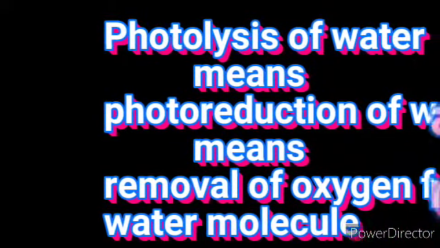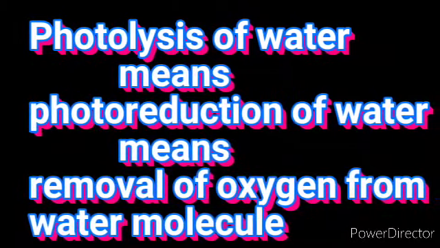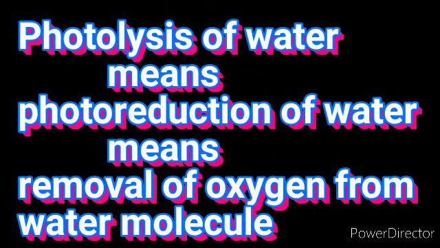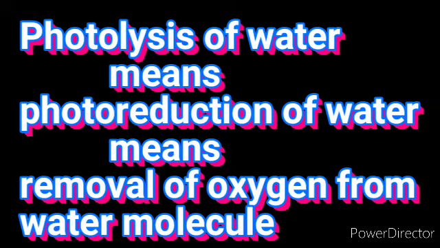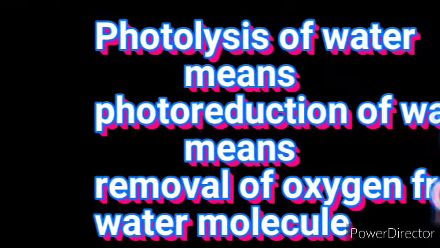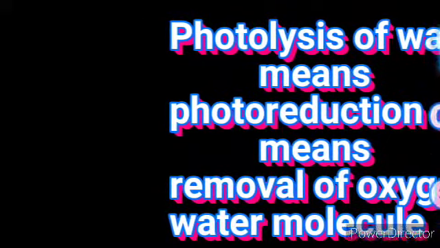Photolysis of water means photoreduction of water. It is carried out by bacteria. Photoreduction of water means removal of oxygen from water molecule. During this process, hydrogen is liberated and it is used as fuel. For this process, bacteria are used.